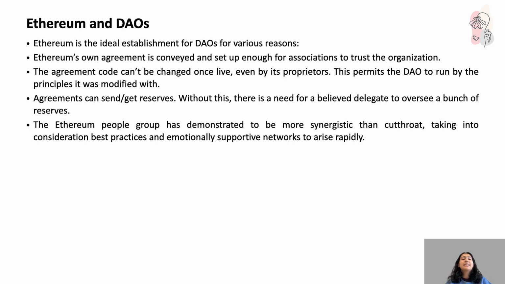Third, agreements can send or get reserves. Without this, there is a need for a trusted delegate to oversee a bunch of reserves. So Ethereum smart contracts, they can hold, they can send, and they can receive funds. So this removes the need for having any delegate, any middleman, any trusted custodian to manage the DAO's treasury. Every financial action is automated and governed entirely by code and community voting.